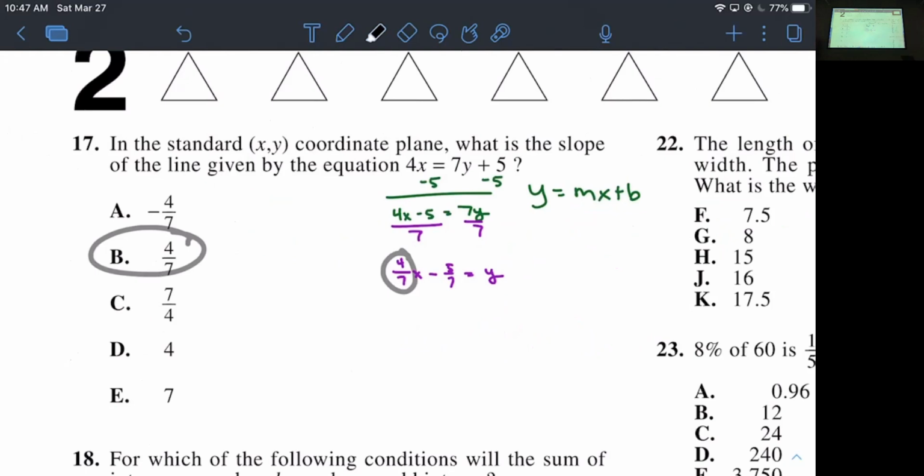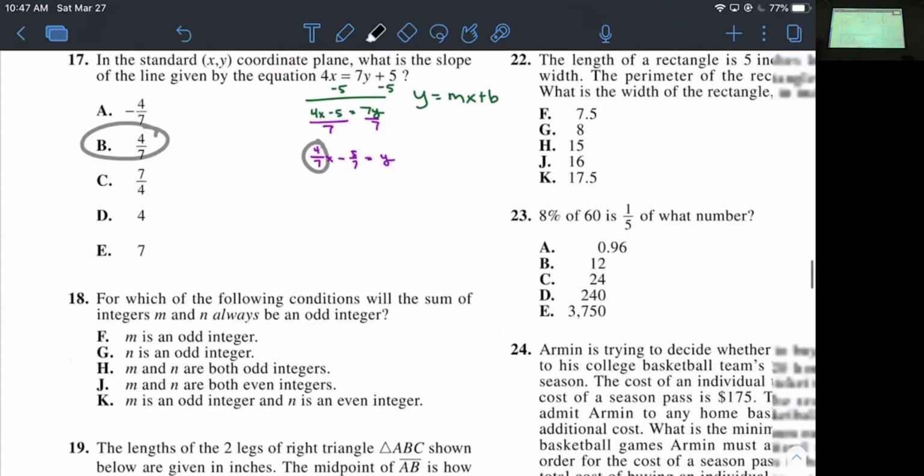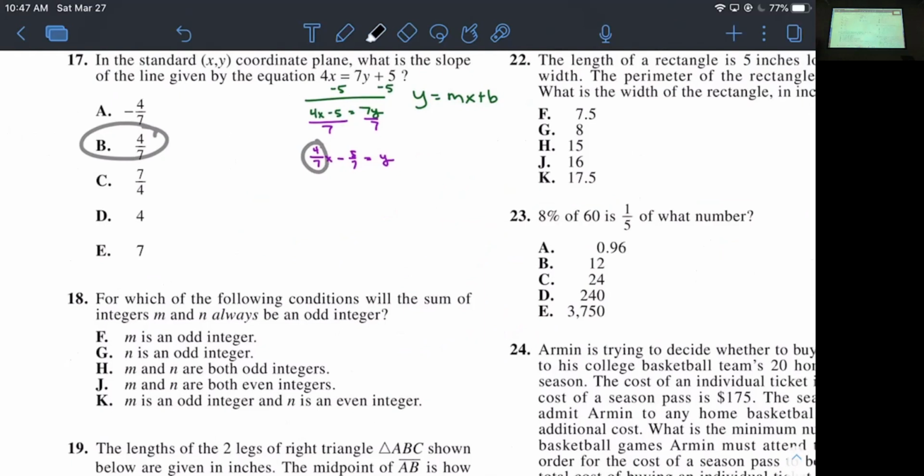18 is one of those number sense problems where I told you that sometimes they can be very straightforward, like the actual value problem on the previous page, or you kind of have to think them through. So when do you always get an odd integer: an even plus an even, an odd plus an odd, an odd plus an even? Well, think it through in your head.